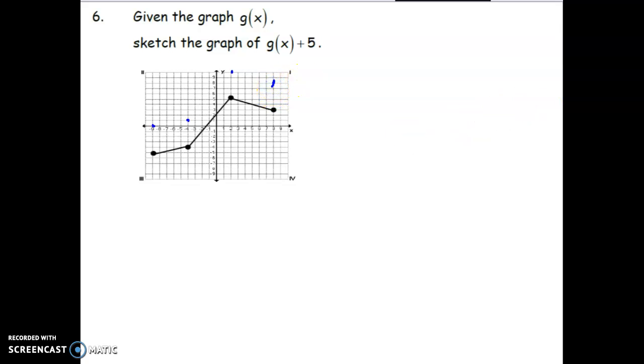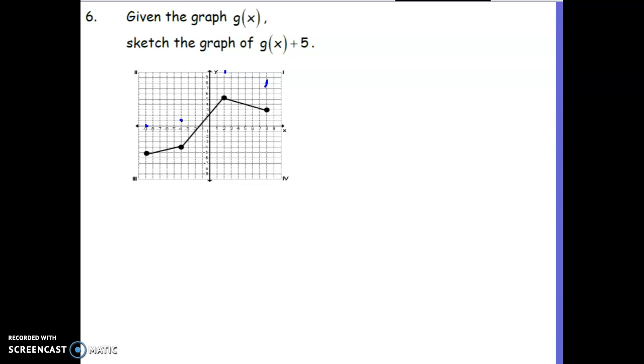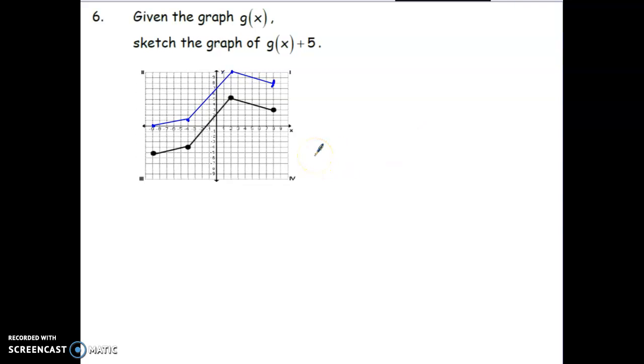So when you get ready to do this in class, I'll have straight edges that you can use, and then we'll just use those straight edges to connect the dots. And now I have graphed g of x plus 5. The black graph, the original graph, is g of x, and the blue graph, the transformed graph, is g of x plus 5.